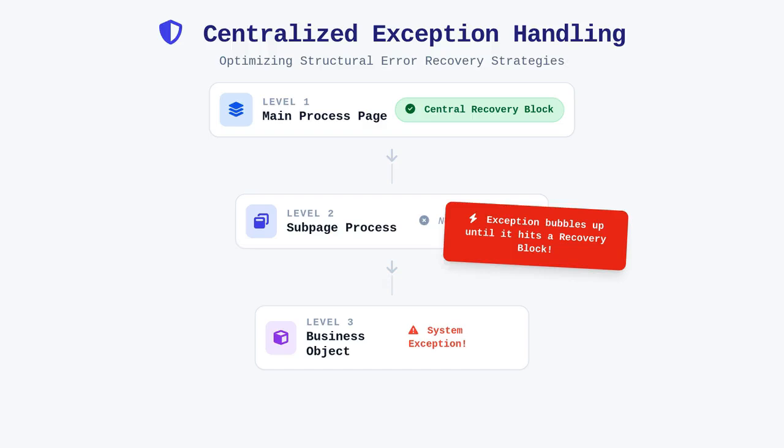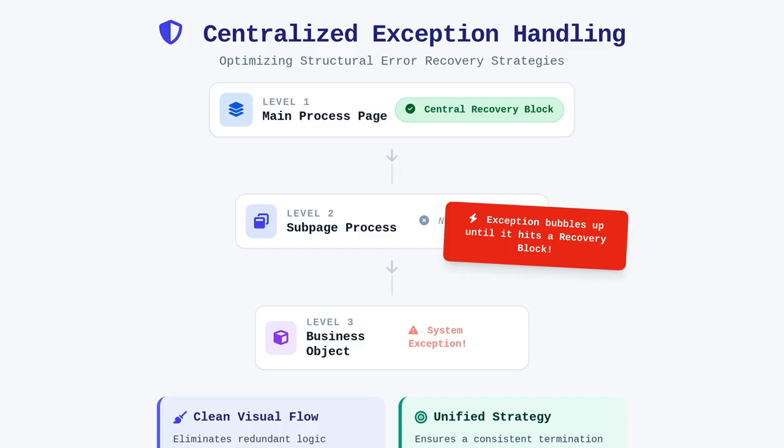By placing a recovery block at the process level, you can centralize your error handling logic, ensuring that any failure, regardless of deep positioning, hits a unified termination strategy. This keeps your visual flow clean and avoids the redundancy of having identical exception handling logic scattered across dozens of subpages.